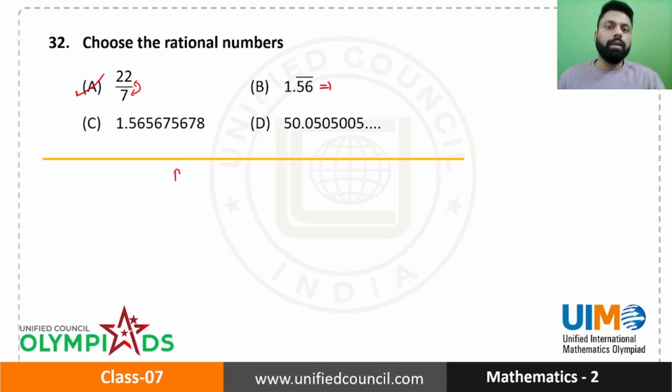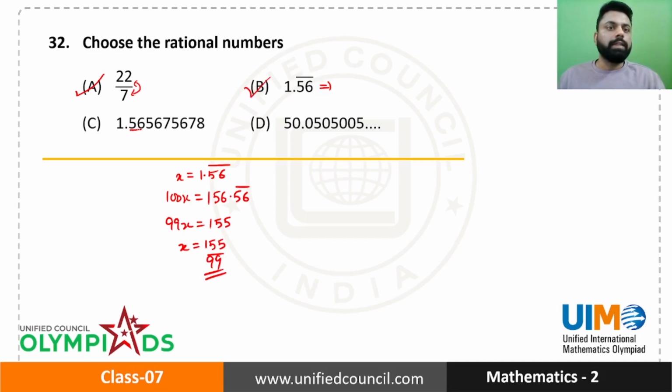This value B, it can be written down as, let us assume that x is equal to 1.56, 100x is equal to 156.56, 99x is equal to 155, or x is equal to 155 upon 99, P by Q form.